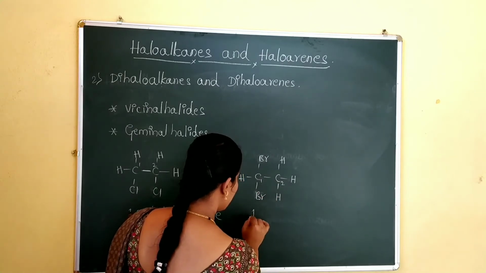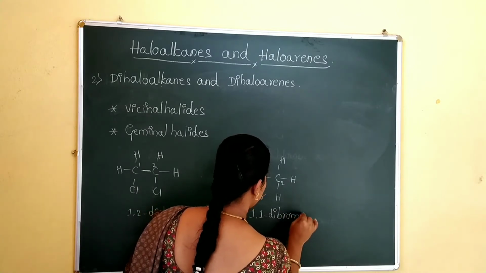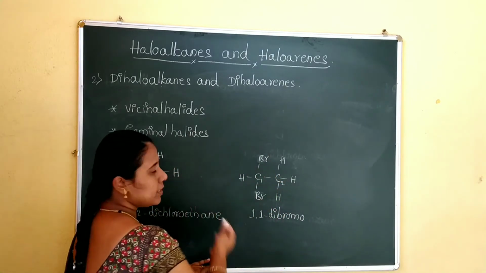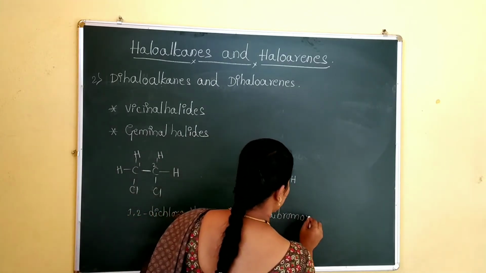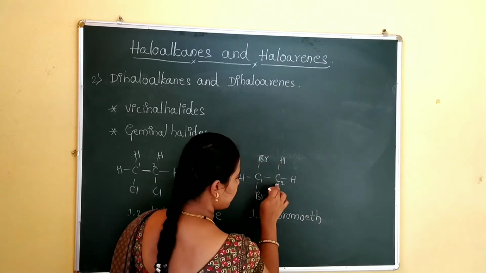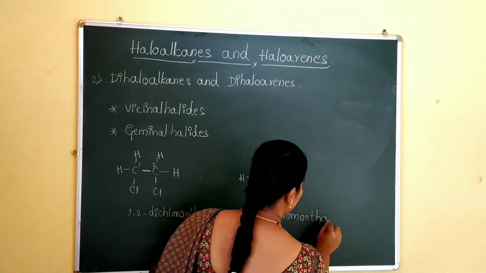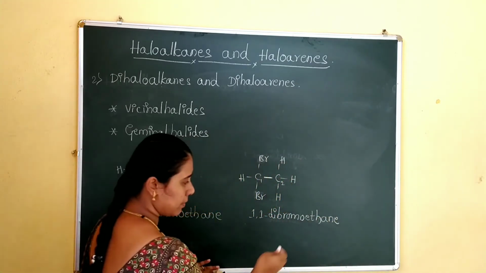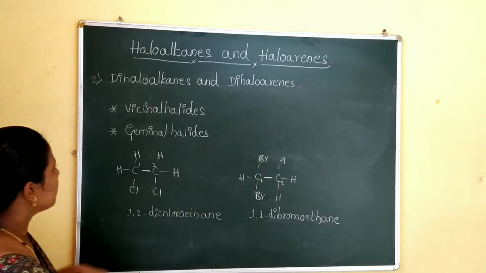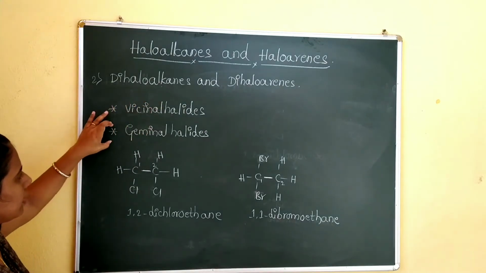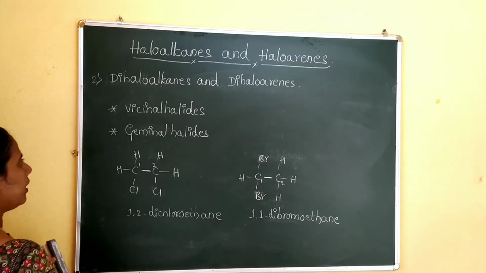And the name of this one is 1,1-dibromo. There are two bromine atoms attached to the same carbon atom, therefore it is a geminal dihalide. The root word is eth, since there are two carbon atoms, and they contain a carbon-carbon single bond, therefore the primary suffix is ane. 1,1-dibromoethane. This is about vicinal dihalide and geminal dihalide. These are very, very important for your examination.